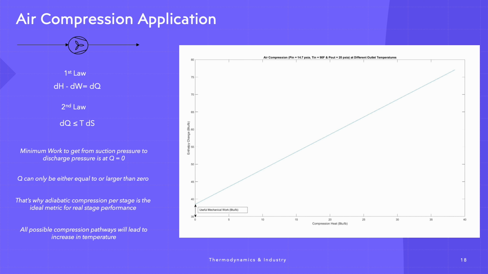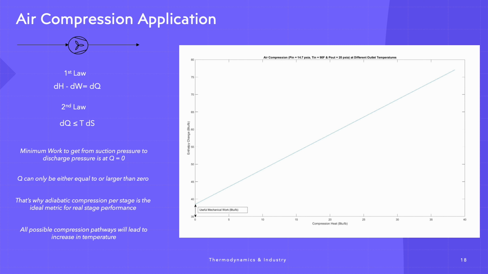we always have the minimum work to be getting from a suction pressure to a discharge pressure at Q equals 0, and that's pretty much why, as we mentioned, the Q can either be 0 or more than that. So that's why every time we talk about the adiabatic efficiency of a compressor, we always go to the adiabatic. Why is it adiabatic? It's because it is the best perfect stage, not isothermal. Isothermal requires some kind of a heat exchanger between compression stages, so we are adding a new thing.